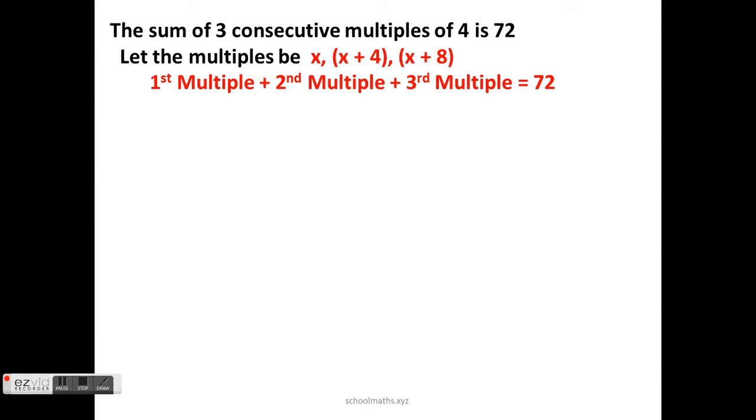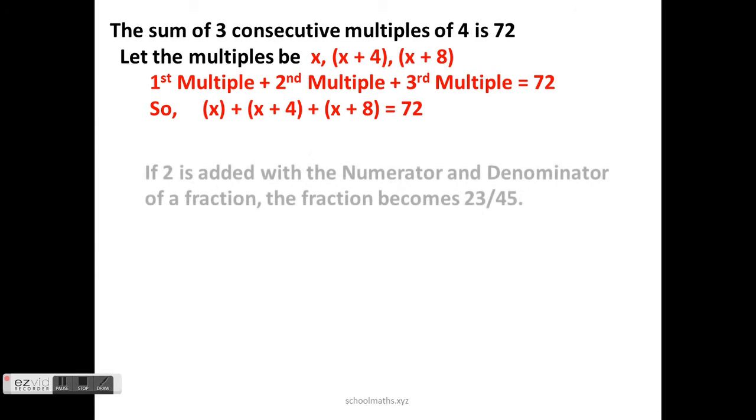The sum of 3 consecutive multiples of 4 is 72. Sum is 72, 3 consecutive multiples of 4. So let the 3 multiples be x, x plus 4, x plus 8. In the statement it is given sum equal to 72. First multiple plus second multiple plus third multiple equal to 72. See the equation, x plus x plus 4 plus x plus 8 equal to 72.